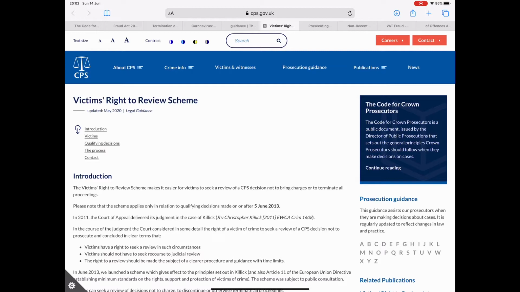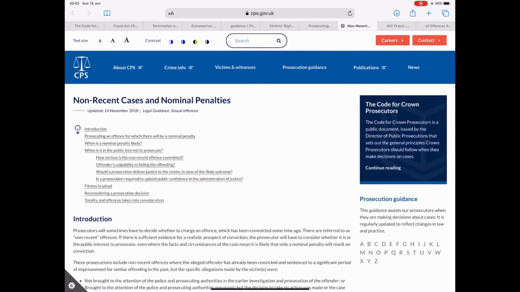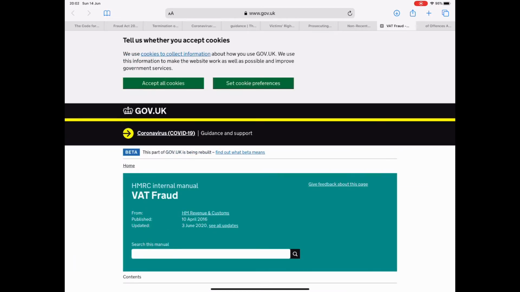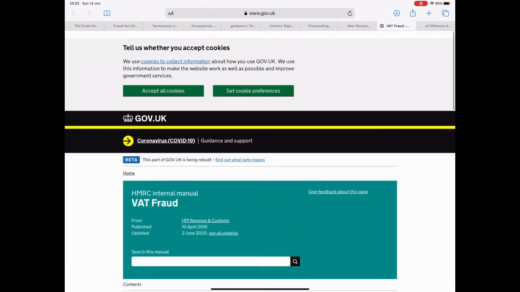We've also got to bear in mind that if we succeed in persuading the CPS to discontinue the case, there's a victim's right to review scheme, so we need to make the CPS's life easy by ticking the boxes when we make the reps. Whatever the alleged offence, there's specific guidance for it, and if it's an elderly or non-recent offence, specific guidance for that. We need to be familiar with this when we make our written reps. And perhaps if it's a VAT fraud case, such as we'll be looking at later, it's not just the CPS guidance we need to be aware of. The revenue, they have their own.